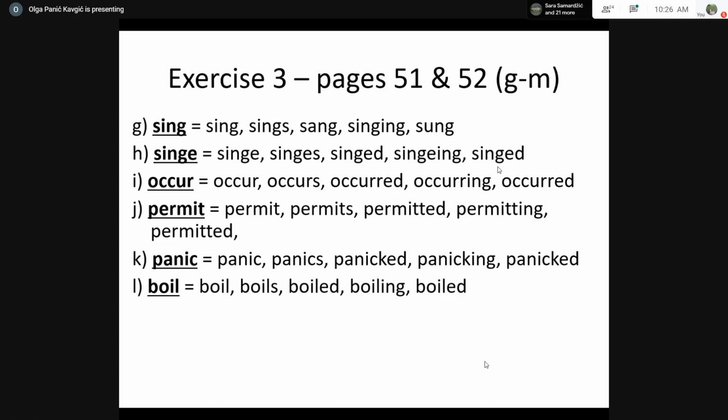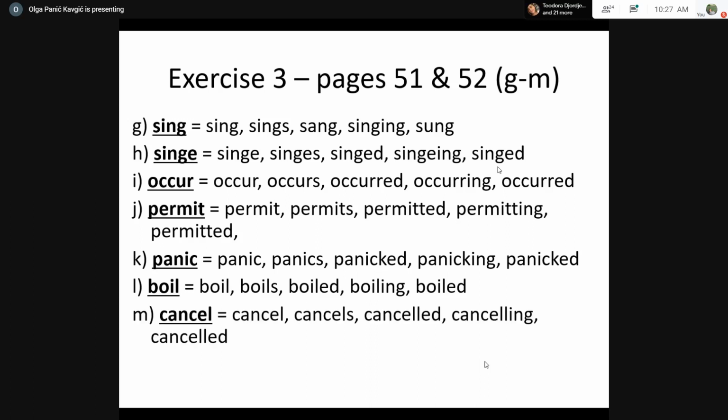I'm here. Okay, Jovana. So what about cancel? Well, we have cancel, cancels, cancelled with a double L, cancelling, and cancelled, all with double L's as well. Very good. So cancel, cancels, cancelled, cancelling, cancelled. The last three forms have a double L at the end. Now, this is not really connected to the rule that I mentioned. It is a kind of separate rule.